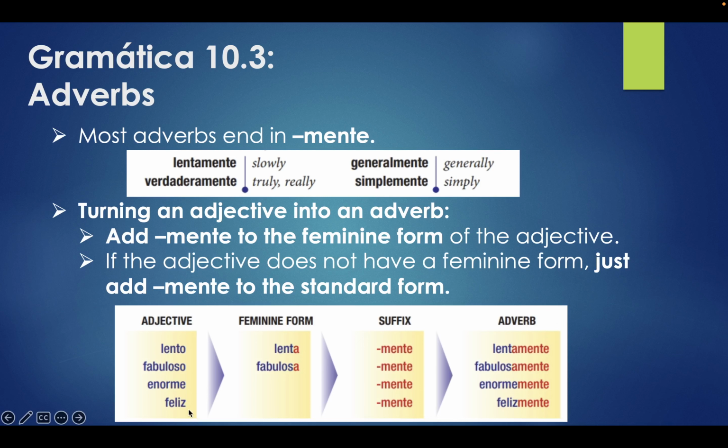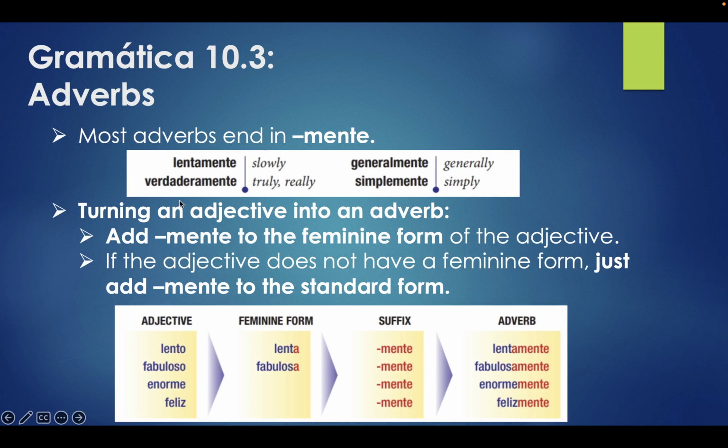Feliz, happy, same thing. In this case, there's no feminine form. It doesn't end in an A, so we just add mente. Felizmente, happily. So basically the rule here is if your word is masculine, if it ends in an O, then make it feminine and then add mente. For everything else, just add mente.